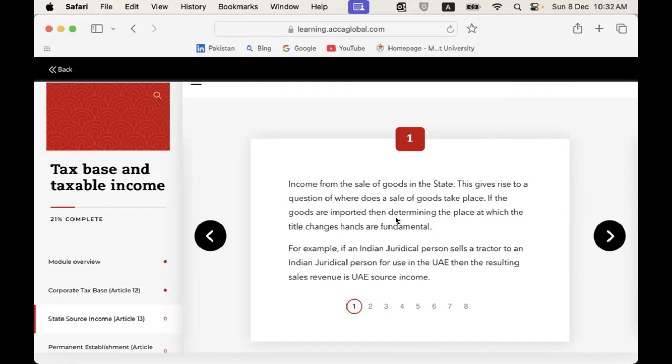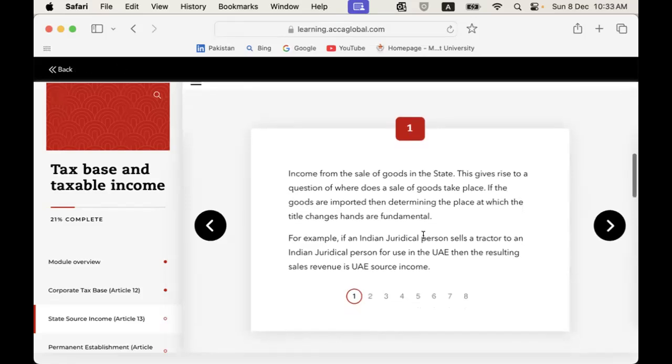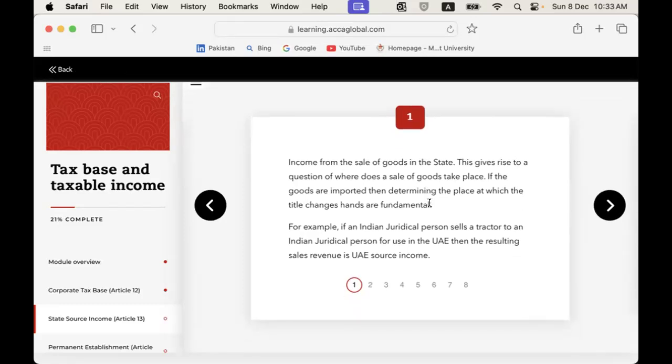If the goods are imported, then determining the place at which the title changes hands is fundamental. So, we always say sale happens upon transfer of title in the property of the goods, right? Sale of Goods Act or other laws. So when does the title transfer? That will be a key thing. I mean, at which place will the title transfer? That will define whether it is UAE source income or not.